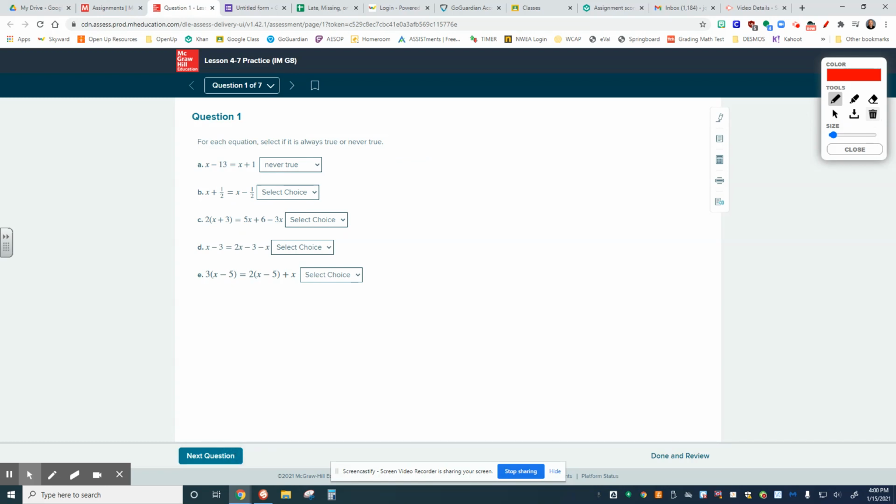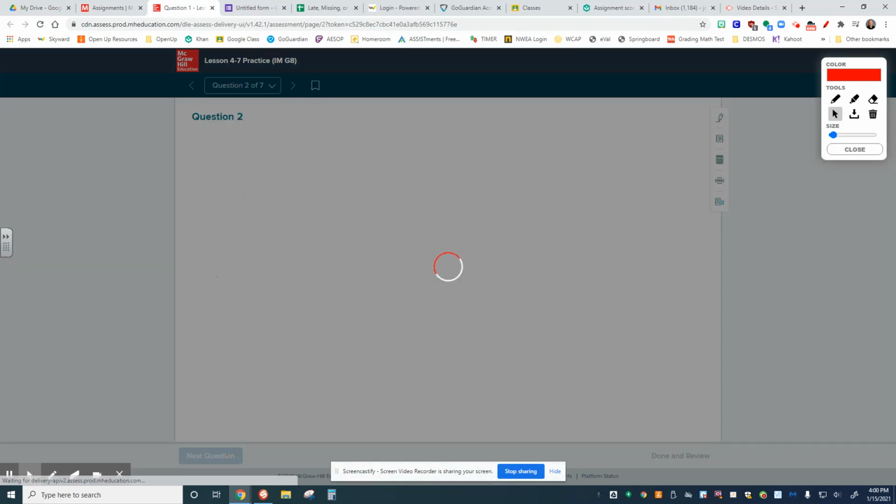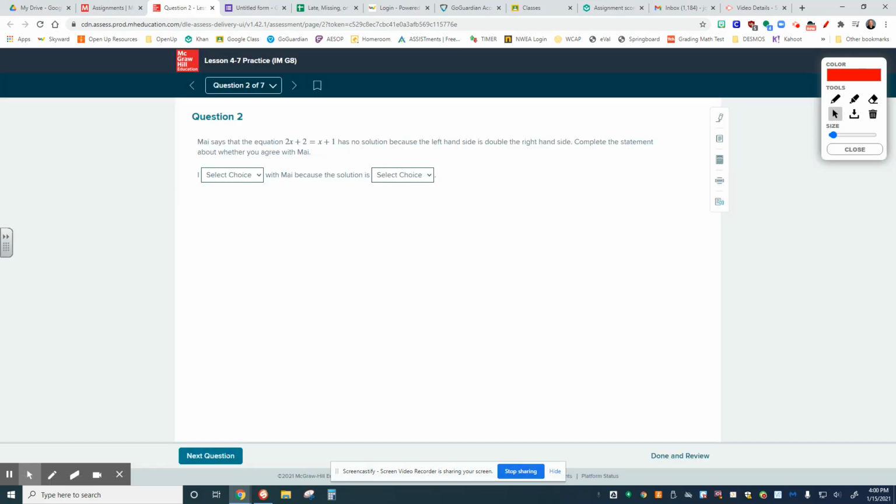Number 2, if I can get the right button. Here we go, number 2. Let's talk about May. May says that the equation 2 times x plus 2 is equal to x plus 1 has no solution, because the left-hand side is double the right-hand side. Complete the statement about whether you agree with May.